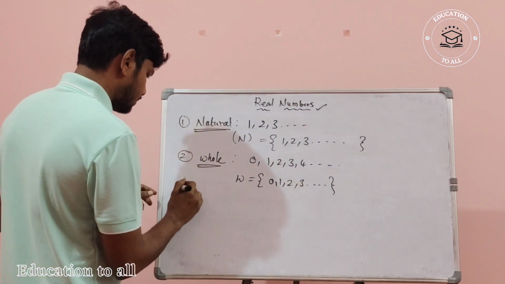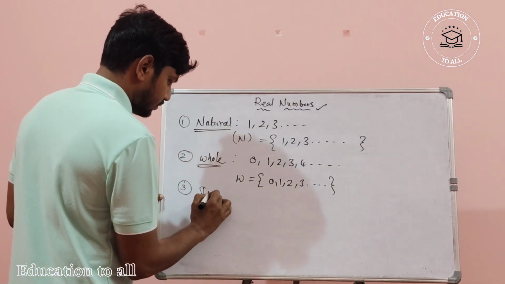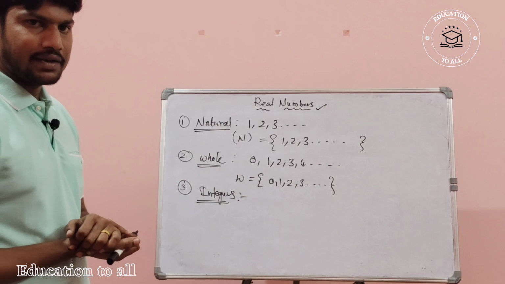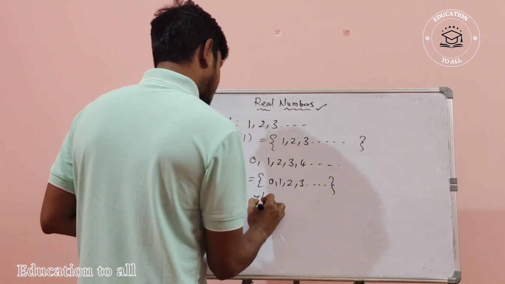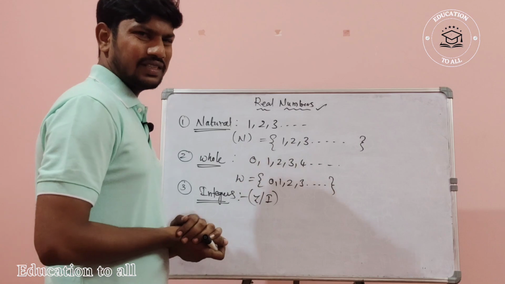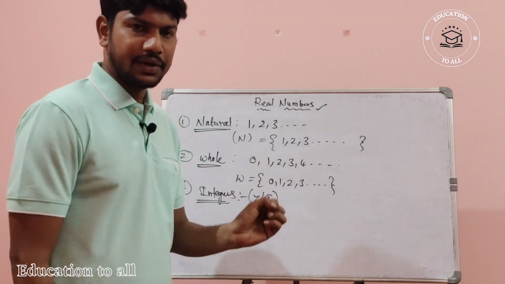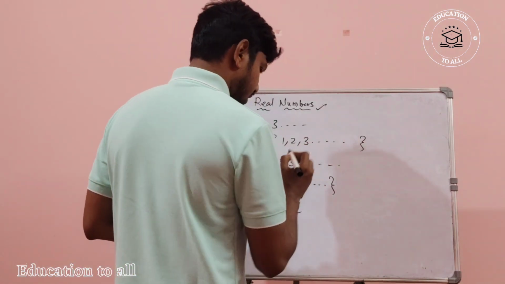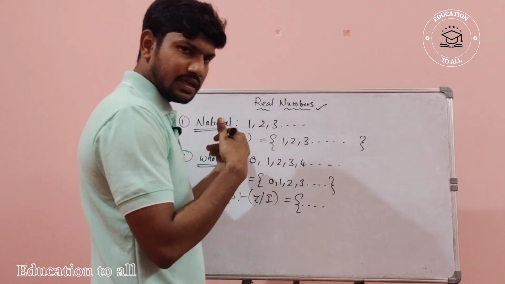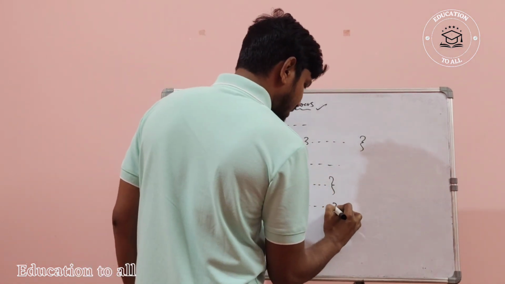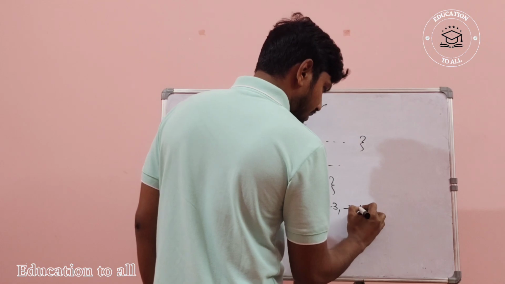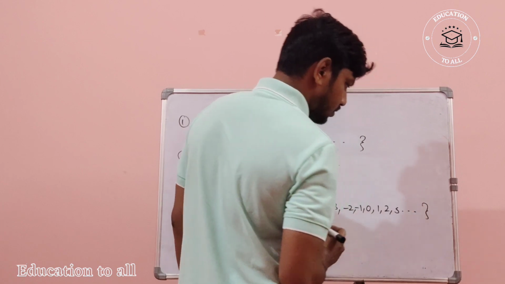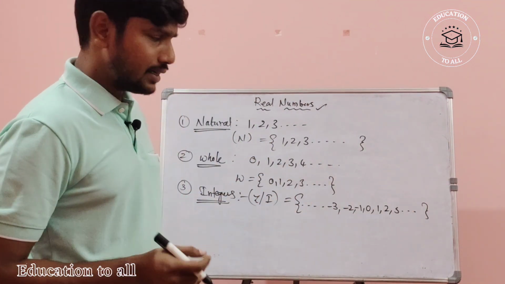Next after whole numbers are integers. Integers are indicated with either Z or capital I. It's very simple: integers have negative numbers, 0 and positive numbers. So we can write this set of numbers as ..., -3, -2, -1, 0, then 1, 2, 3 and so on.